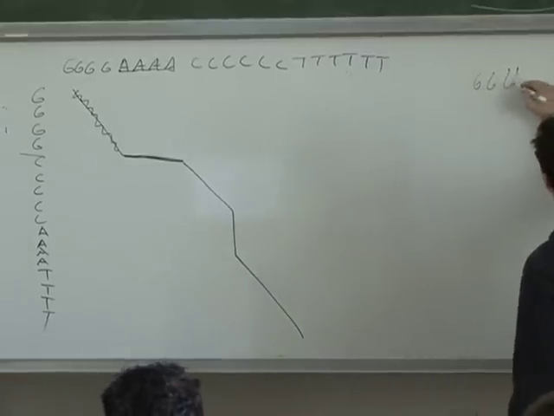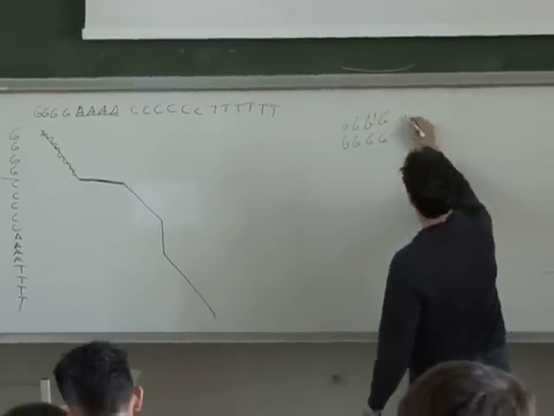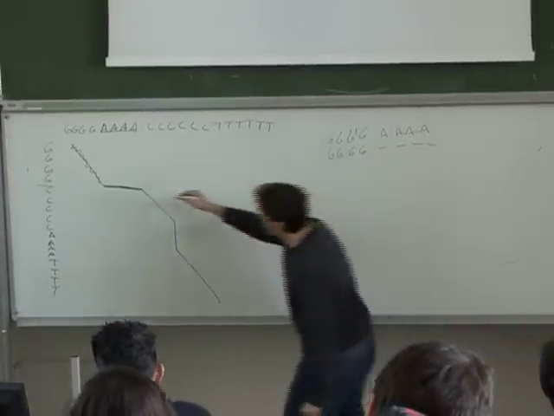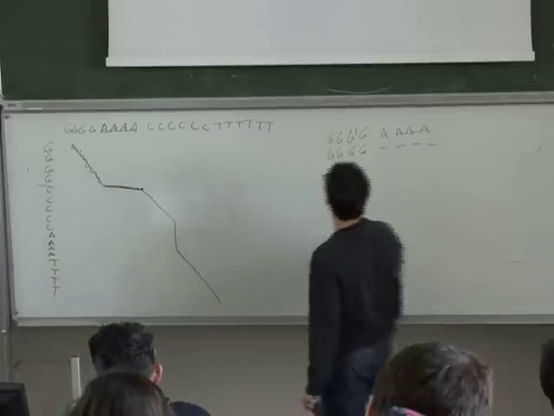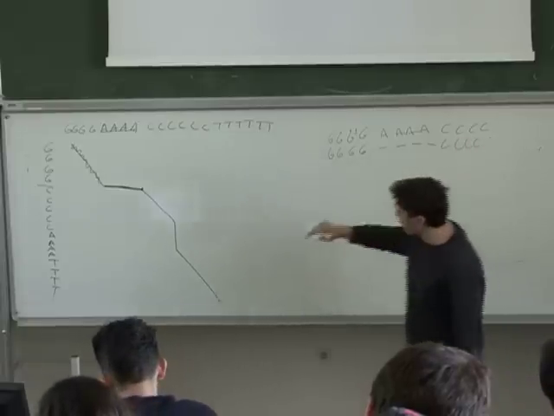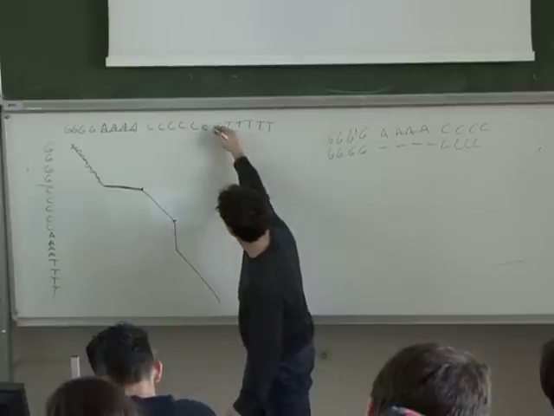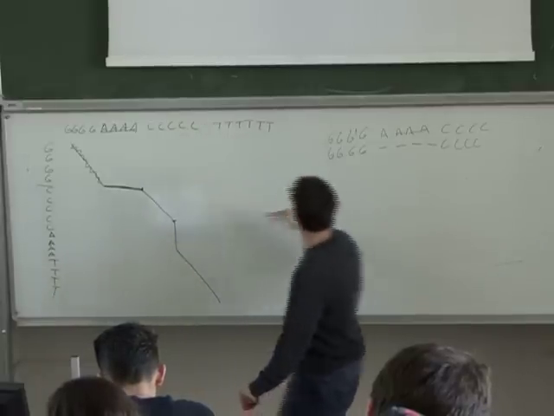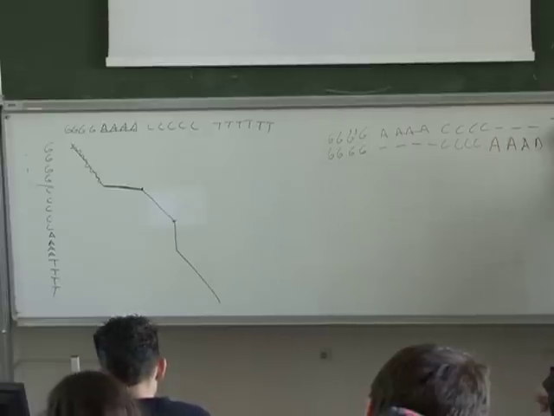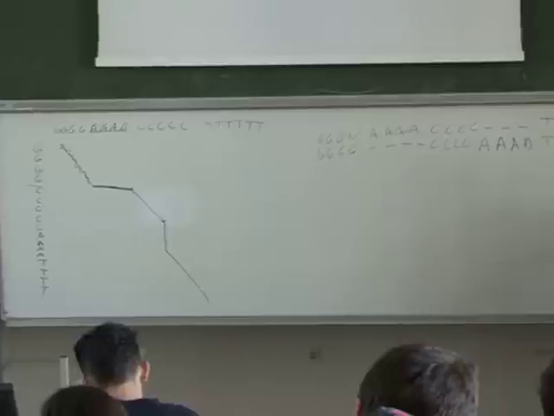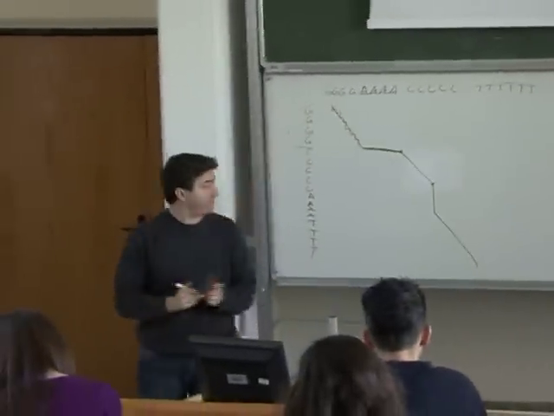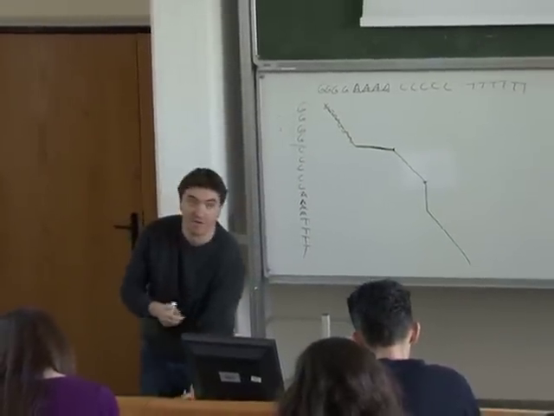So G's are matched with G's. Then I have AAAs, I have gaps against them, okay? And then I'm here, in both sequences I'm at the beginning of the C's, I can match these CCCs, and then I'm right here in these sequences. So I'm going to have the other sequence matched against gaps, and at the end I'm going to have the TTTs matched.